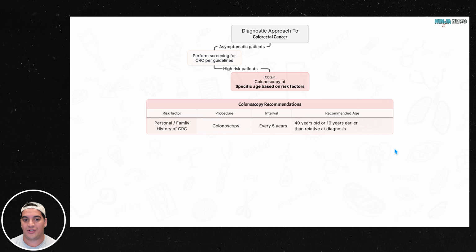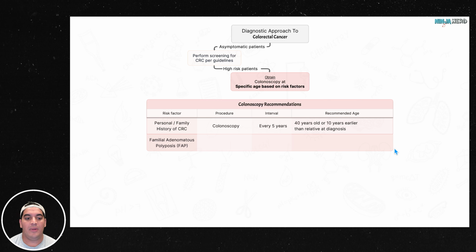So 40 years of age or 10 years before the patient's loved one or first degree relative had that diagnosis. So as the example, if the first degree relative was 45 years of age, you could theoretically start at 35, which comes before their age of 40. All right. I hope that makes sense.